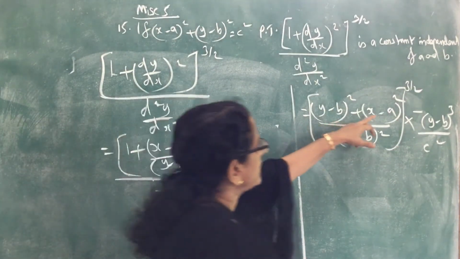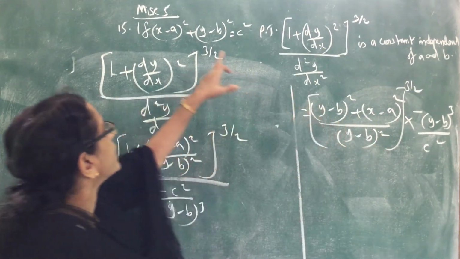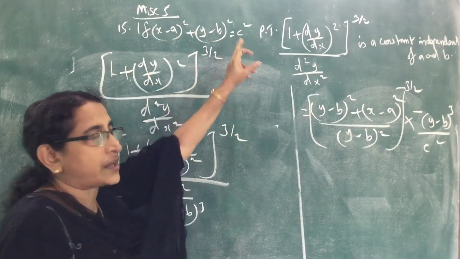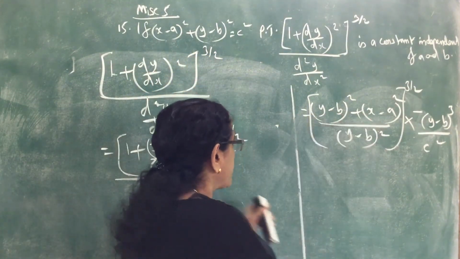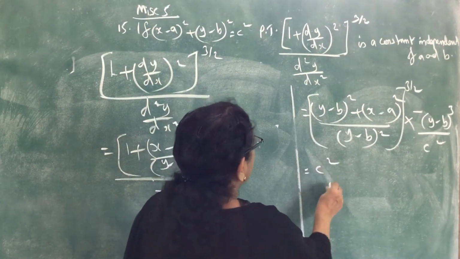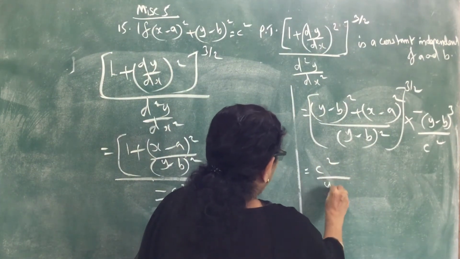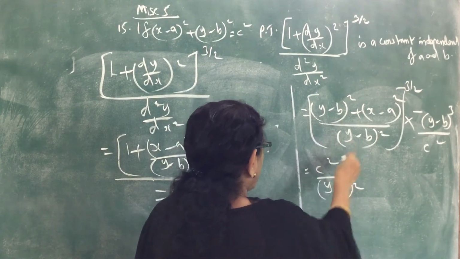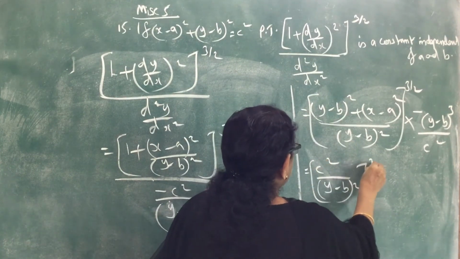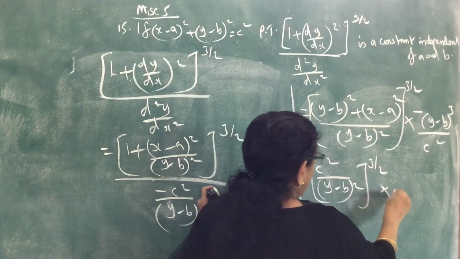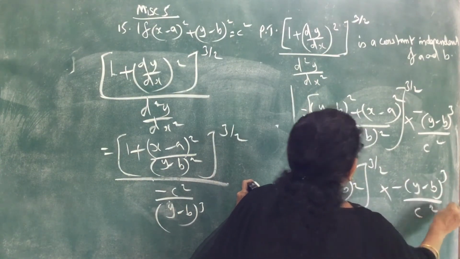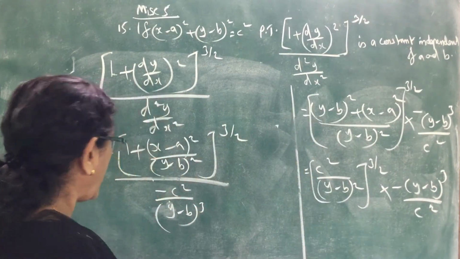Now what is (x minus a) whole square plus (y minus b) whole square? It is equal to c square. So we can substitute c square here. So that is equal to c square divided by (y minus b) whole square, all raised to 3 by 2, into minus (y minus b) whole cube divided by c square. Now we have to simplify again.